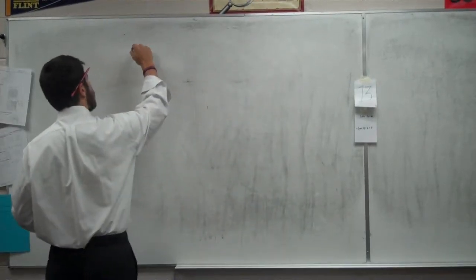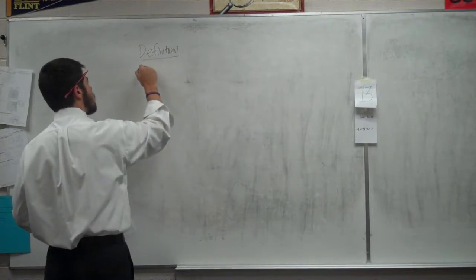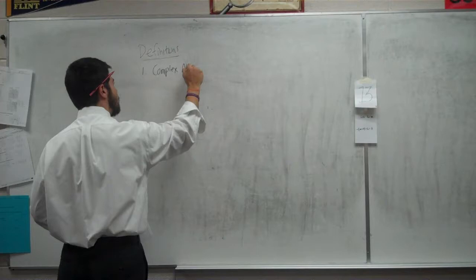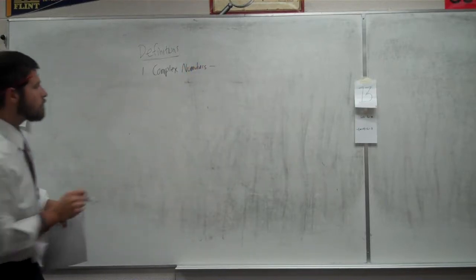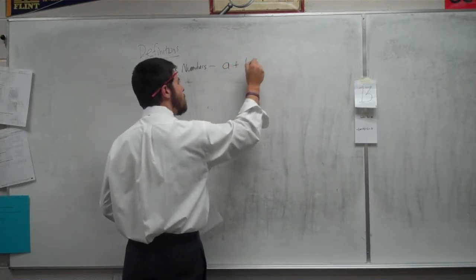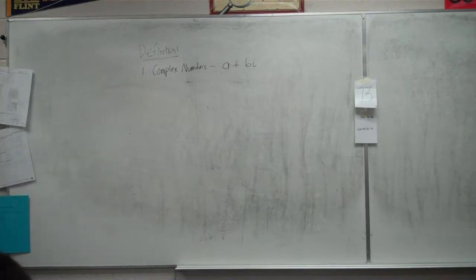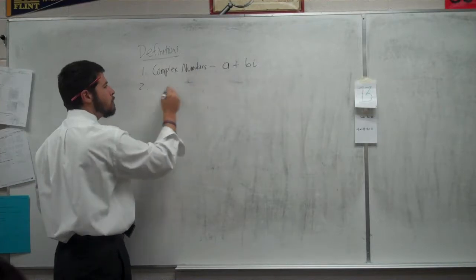The first thing that I want to do is give you two quick definitions, okay? And the first definition is this: a complex number. This goes on your first line on your note sheet. What I'm going to do is say a plus bi. And this is bringing us to the second definition, which is really two parts.